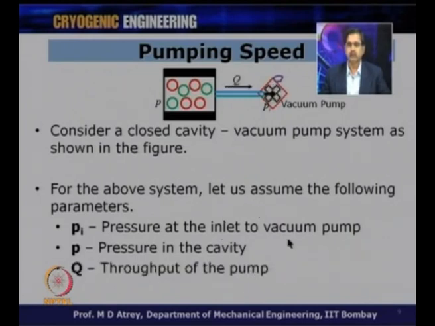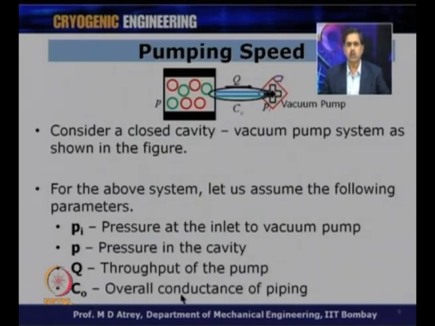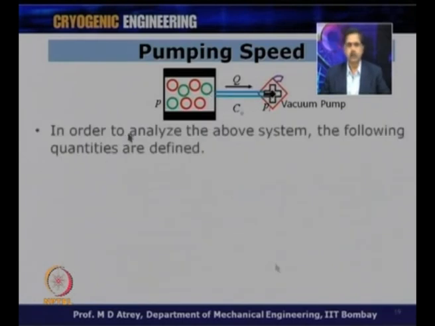So many bar liter per minute, or pressure into liter per minute; the unit of throughput of the pumps will be known to you. And Co is the overall conductance of the piping. So, depending on the pipes that have been used, the couplings and the elbows that have been used, there will be some overall conductance of this pipe. In order to analyze the above system, the following quantities are defined.